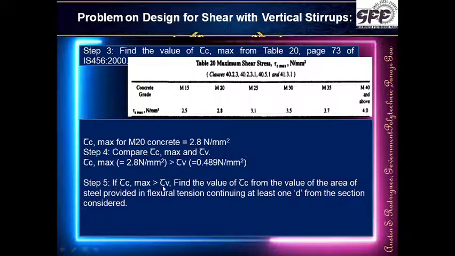So if tau C max is greater than tau V, we look at step number 5: the value of tau C has to be found out. Now how do we get the value of tau C? That value of tau C is obtained from table number 19.